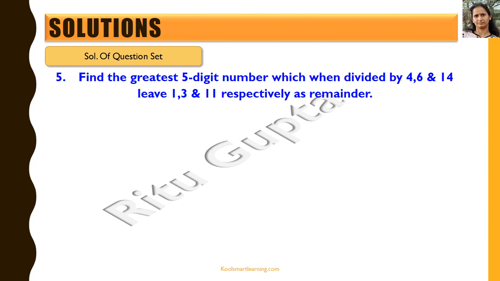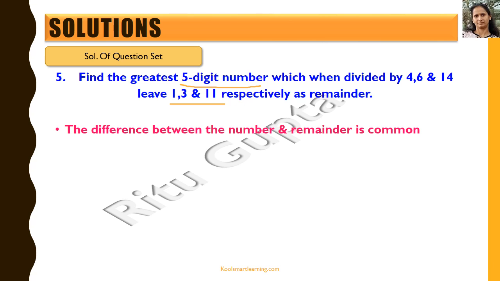Let's now look at the fifth question. We need to find the greatest 5-digit number which when divided by 4, 6 and 14 leaves 1, 3 and 11 respectively as remainder. Now we see that the difference between the number and the remainder is common: 4 minus 1 is giving us 3, 6 minus 3 is giving us 3, and 14 minus 11 is giving us 3.